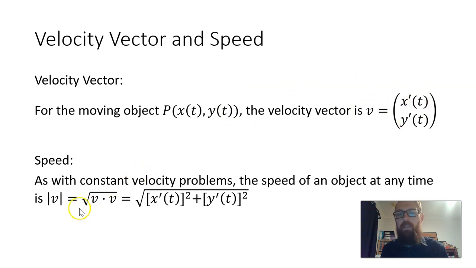If we're talking about speed, it's the same as what we've been doing before in vectors and also with constant velocity. It's just the length of that velocity vector, meaning we just square each part and take the square root of the sum. Okay, so that's consistent with what we've seen. This might be a little bit new, but hopefully nothing too shocking.